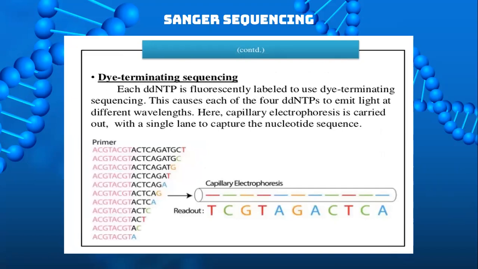Each ddNTP will be fluorescently labeled, and this causes each of the 4 ddNTPs to emit light at different wavelengths. So here in capillary electrophoresis, this is carried out in a single lane to capture the nucleotide sequence. And you can see here that the primer sequence is the same, and the target sequence is the same, but they are cut at different positions throughout, and then you can see that it is read out through capillary electrophoresis.